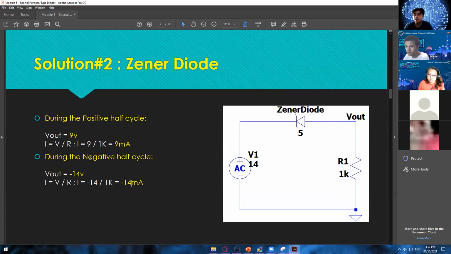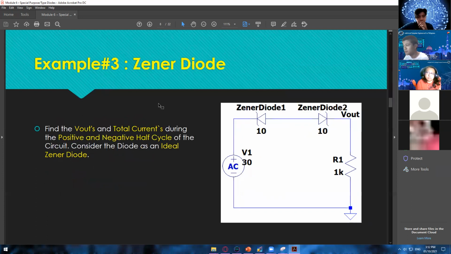So clear so far? Okay. All right. So again, my mistake with this one. This one is 9 volts, not 14 volts. So you should deduct the rated voltage. Okay, let's proceed to example number 3.